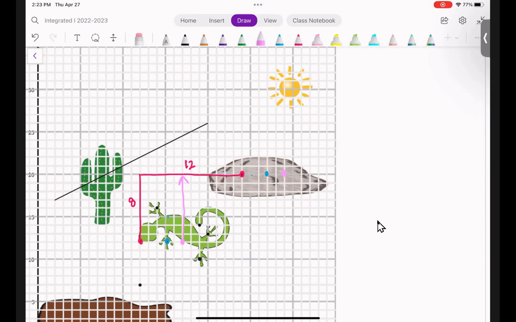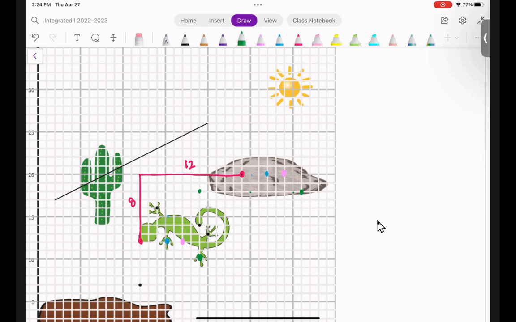Okay. I'm going to erase my little helper because that way it's not going to get messy. My next point is going to be this green one. So this is his foot. Again, he's going to go up 8. So here's 5, 8. Now I'm going to scoot over 12. So that's 1. Here's 6. Here's 11. Here's 12. So he really is sunbathing on that rock right there.